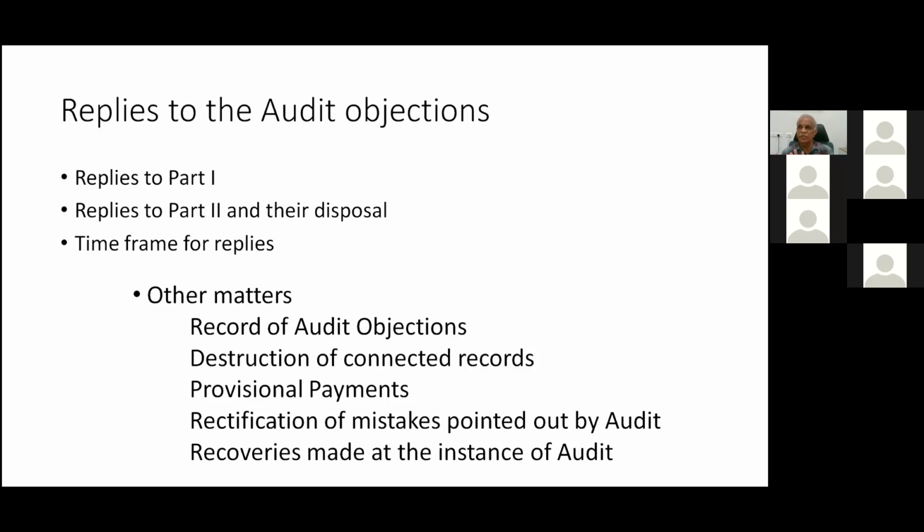Otherwise, we will be recovering. So that is why provisional payment. And all the rectifications, in para 927 or so of the accounts department code, are clearly written. The rectification of mistakes that were pointed out by audit has to be done.